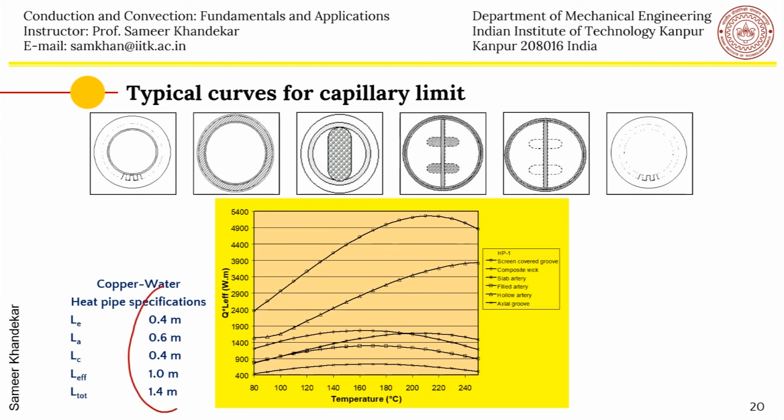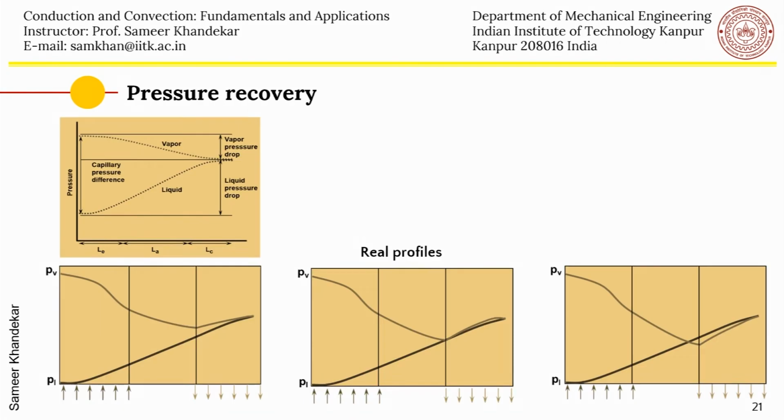In actual practice, of course, there is some recovery also. As you can see, this pressure distribution is a simple pressure distribution, but in reality, as the vapor condenses, there is some pressure recovery. So the pressure doesn't continuously decrease like this, but there is also some recovery because of the deceleration of the fluid. Also in the evaporator, the mass flow rate is not uniform. As you proceed in this direction, the mass flow rate increases, and therefore you get a non-linearity. So these are the real profiles you get in a real heat pipe.